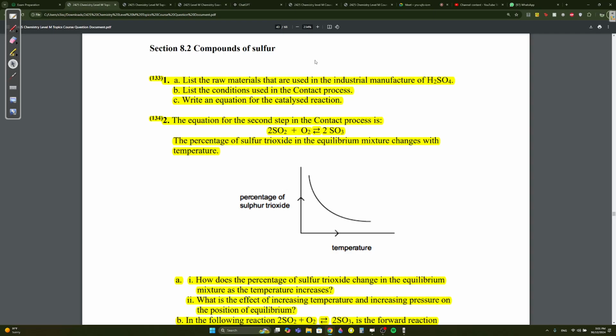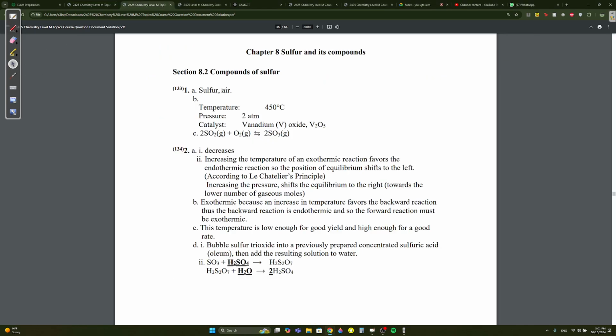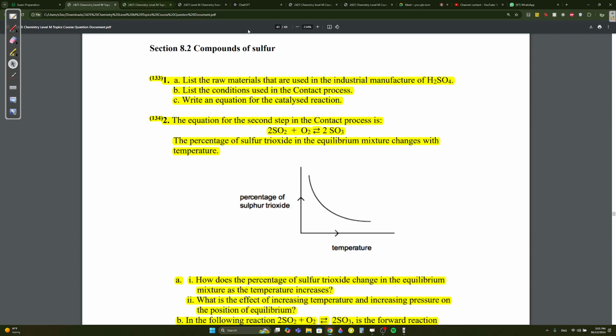Okay. List the raw materials that are used in the industrial manufacture of H2SO4. Sulfuric acid, we need just sulfur and oxygen, no? Sulfur and air. Okay, yeah.